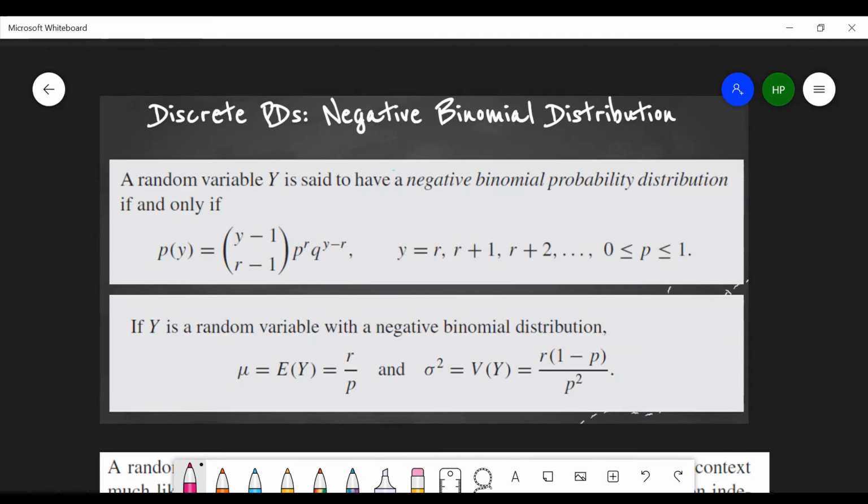Ngayon naman, punta tayo sa negative binomial distribution. So, tatlo na yung parang nakita natin na magkakamukha: binomial distribution, geometric distribution, and now negative binomial distribution.